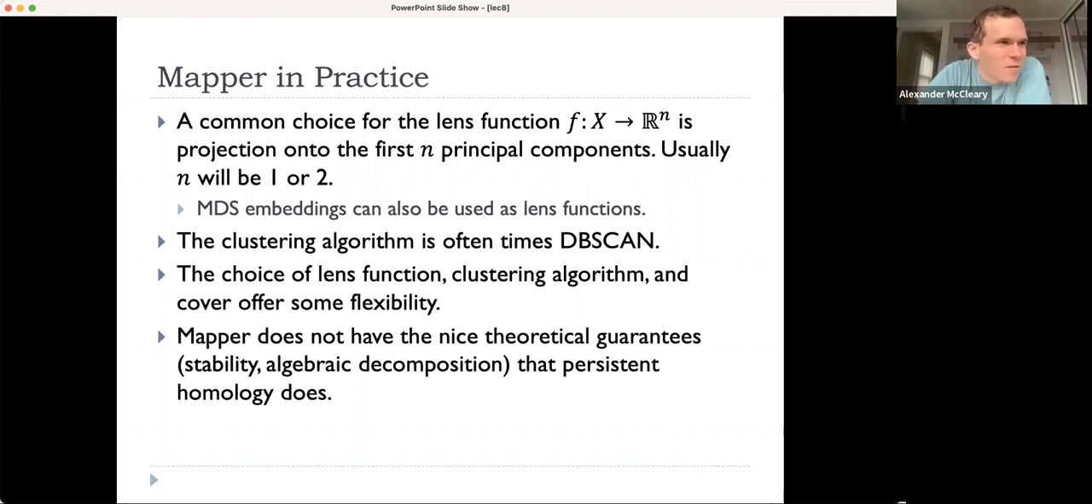If you want to think of this in terms of machine learning, Mapper is more of a supervised learning technique, while persistent homology is unsupervised. There are no parameters to choose or anything. It just works.